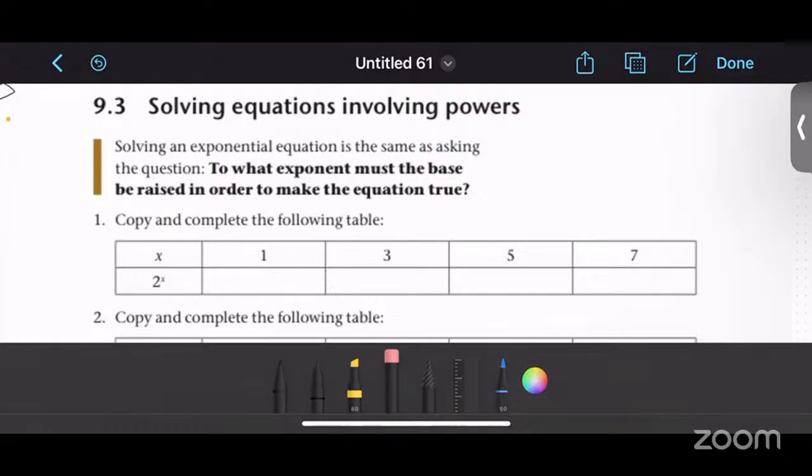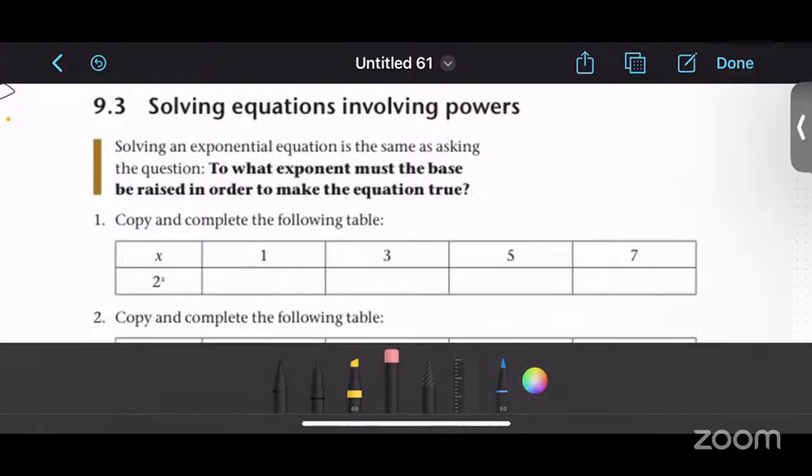It says over here, copy and complete the following table, right? We have x, we have 2 to the power of x. So up there you have 1, 3, 5, 7. Do you see that? Yes. Those are the x values, right?